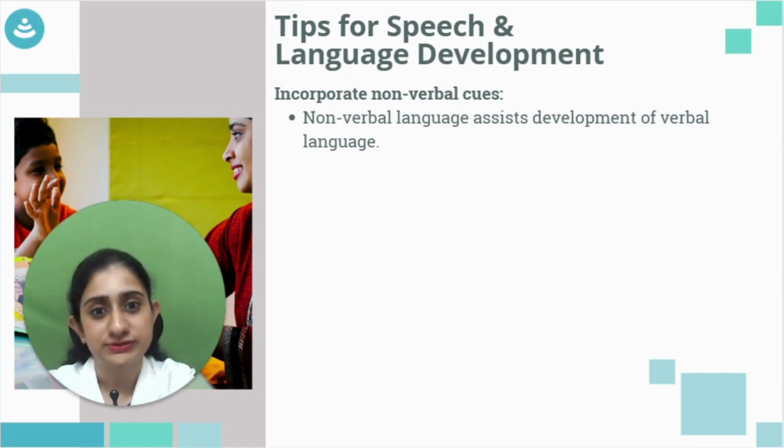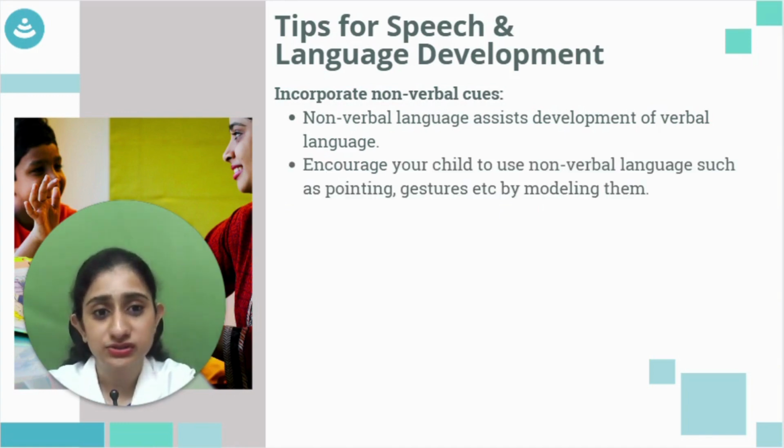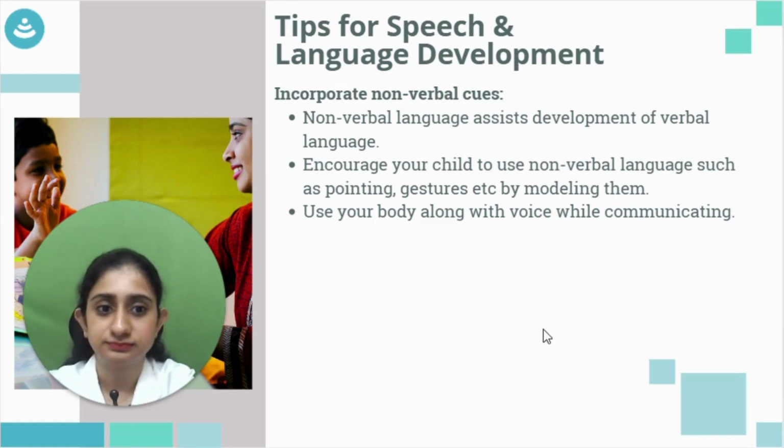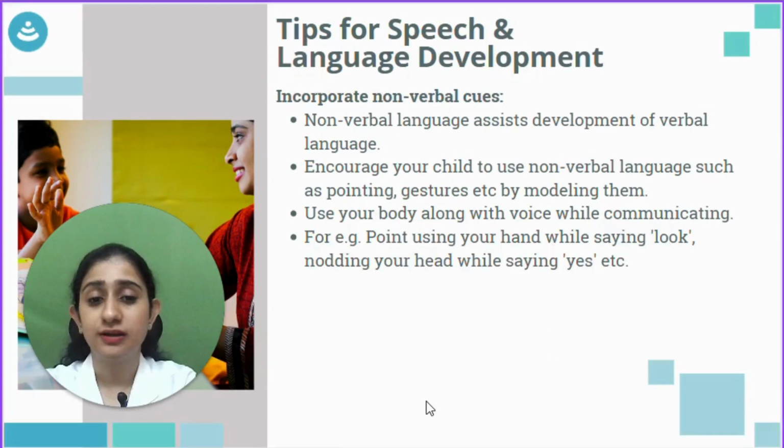Incorporate nonverbal cues. Nonverbal language assists development of verbal language. So we can encourage the child to use nonverbal language such as pointing, gestures, etc. by modeling them. Use your body along with your voice while communicating. For example, point using your hand while saying look, nodding your head while saying yes, etc.